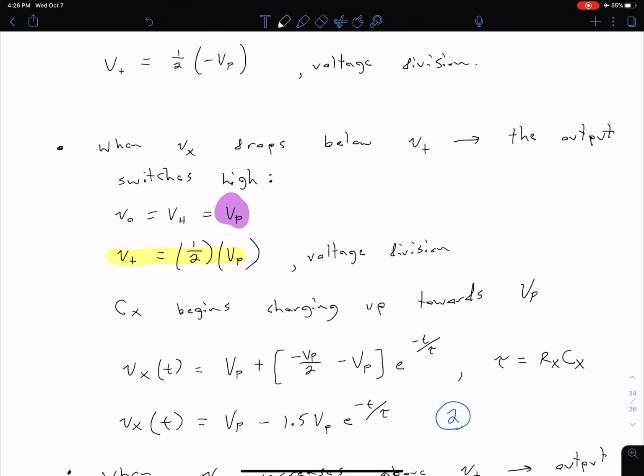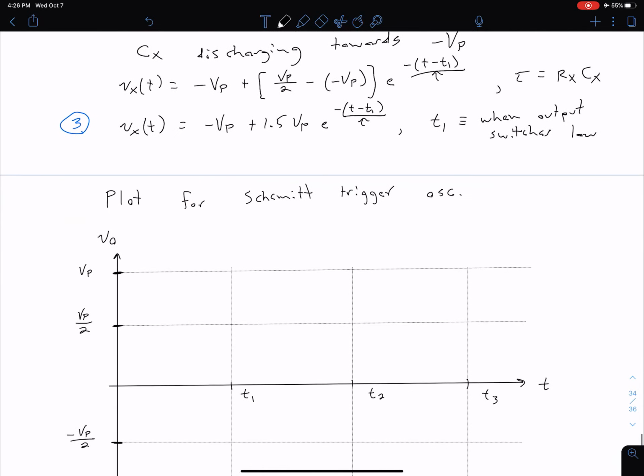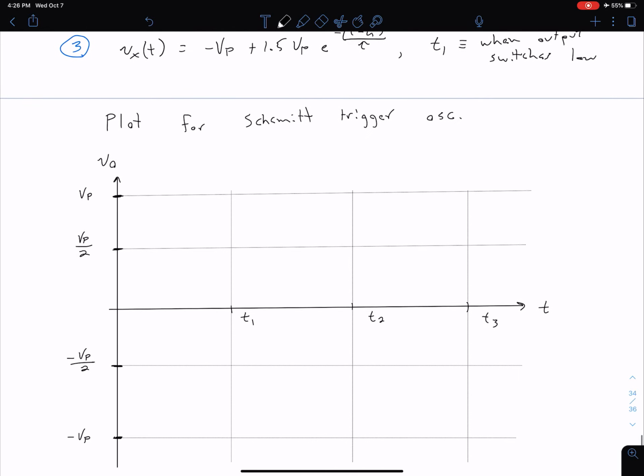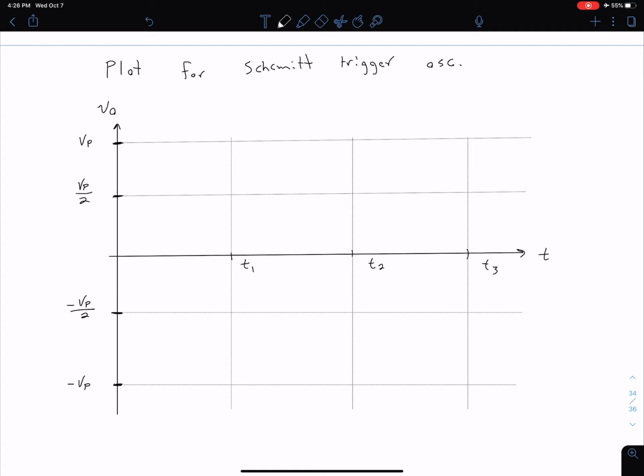Okay, so let's look at our plot qualitatively, and then we're going to calculate some values for our period and our frequency. So here I have a basic plot laid out for us. We see we're plotting our output voltage over time. I've got our high and low outputs. So up here we have our high of Vp, our low output of negative Vp, and then I've got our important voltages of Vp over 2 labeled in both of those.